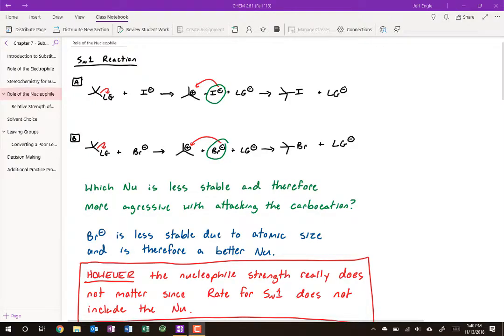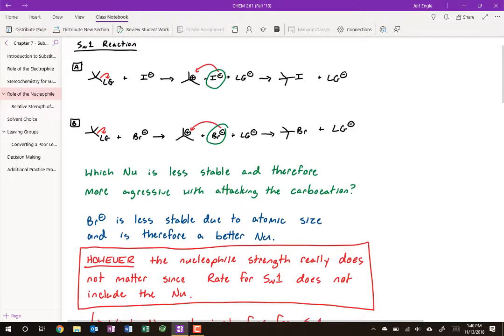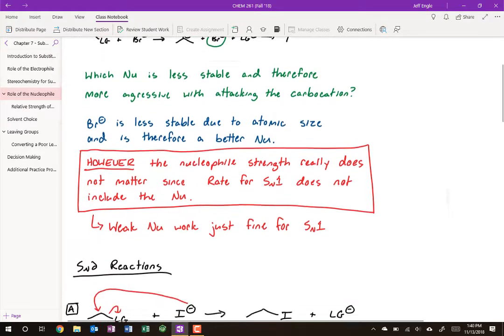All right, so last week we finished up talking about the role of the nucleophile in substitution reactions. And we said in SN1 reactions, the nucleophile really doesn't matter. In fact, because it doesn't matter, you can get away with using a really poor nucleophile. So even in this example, we said that bromide is less stable and should be a better nucleophile, but the reaction rate for A and B is going to be pretty much the same because the nucleophile is not involved in the rate limiting step.